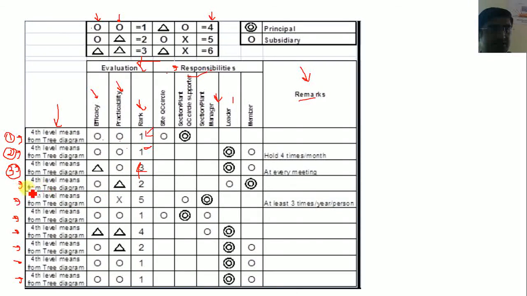And here you can see the fourth mean having the value of efficiency as O, and you can see the practicability as delta. So O plus delta is equal to 2, correct this time. And here you can see the fifth mean having the good efficiency, O, but it has the non-practicability. So here you can see O plus X having the fifth rank.